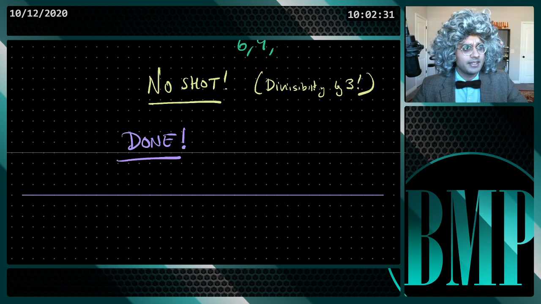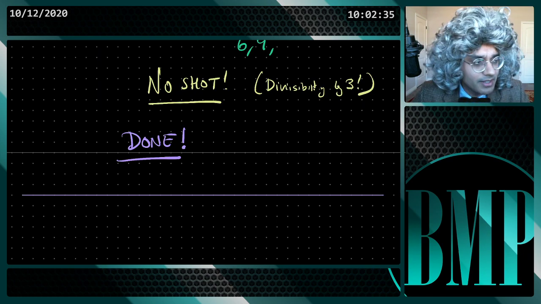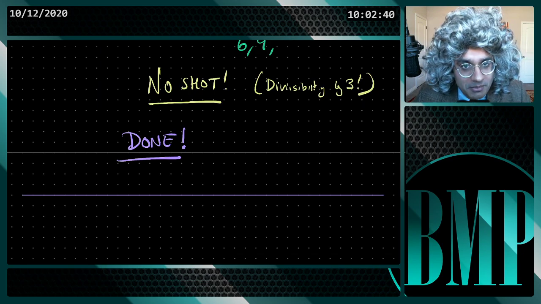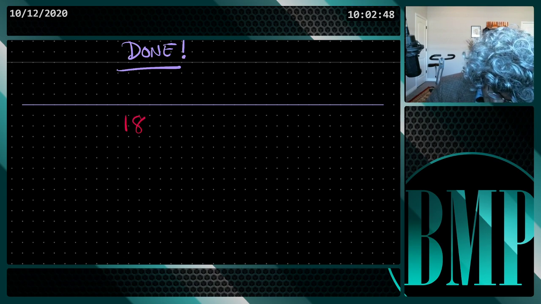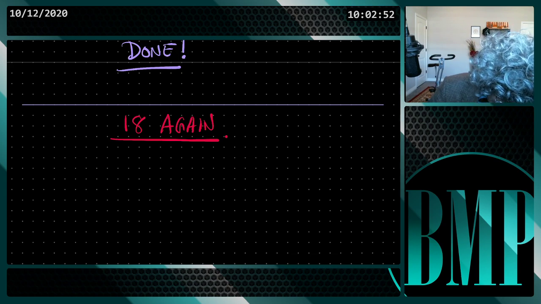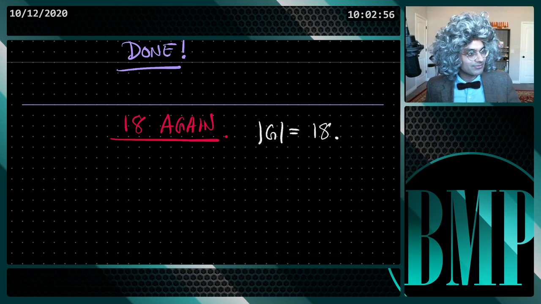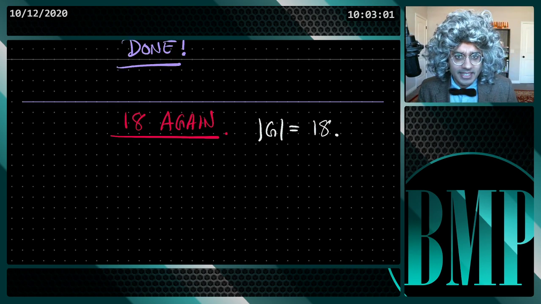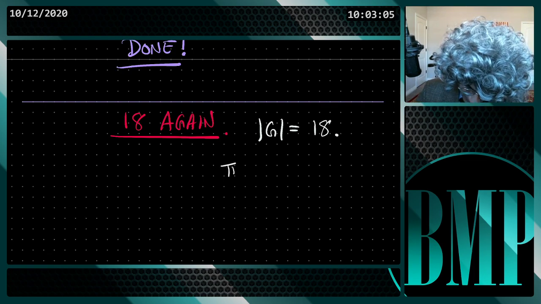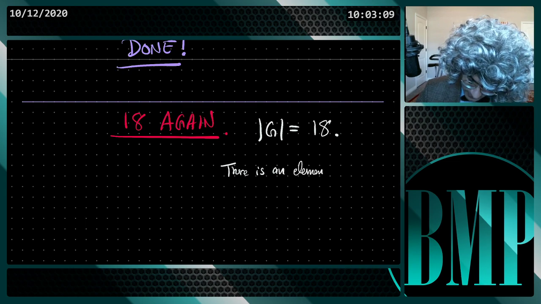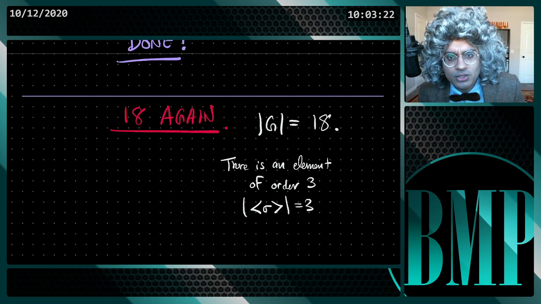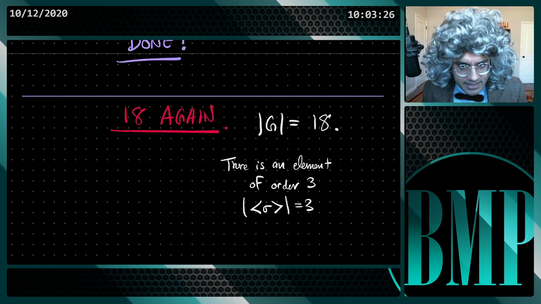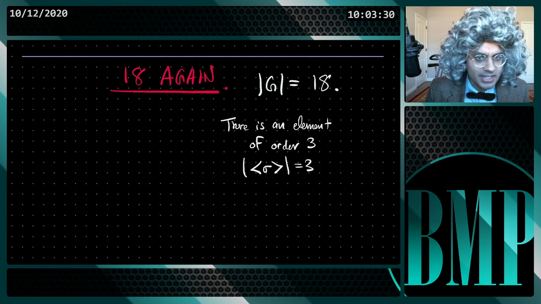Now I'm gonna do something that looks like a terrible method, but my professor showed me some awesome tricks. So let's do 18 again. We have a group of size 18. Well, 3 divides 18, so there is an element of order 3. Let's take that cyclic subgroup that we know is there. Notice your p squared trick doesn't work here. Now there are two cases.